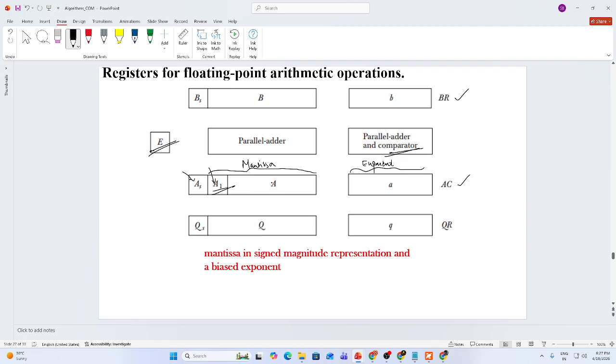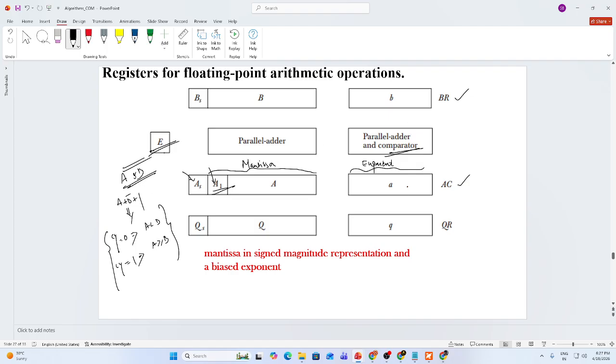Now suppose I want to compare these two numbers. How can I compare? Here I have an explicit comparator for comparing A and B, but if I want to compare the mantissas, I can use a technique based on the carry. I told you that to compare A and B, I can do A plus B bar plus 1. If I get an end carry equal to 0, it means A is less than B. If I get an end carry equal to 1, it means A is greater than or equal to B. So I can use this technique for comparing the two mantissas.